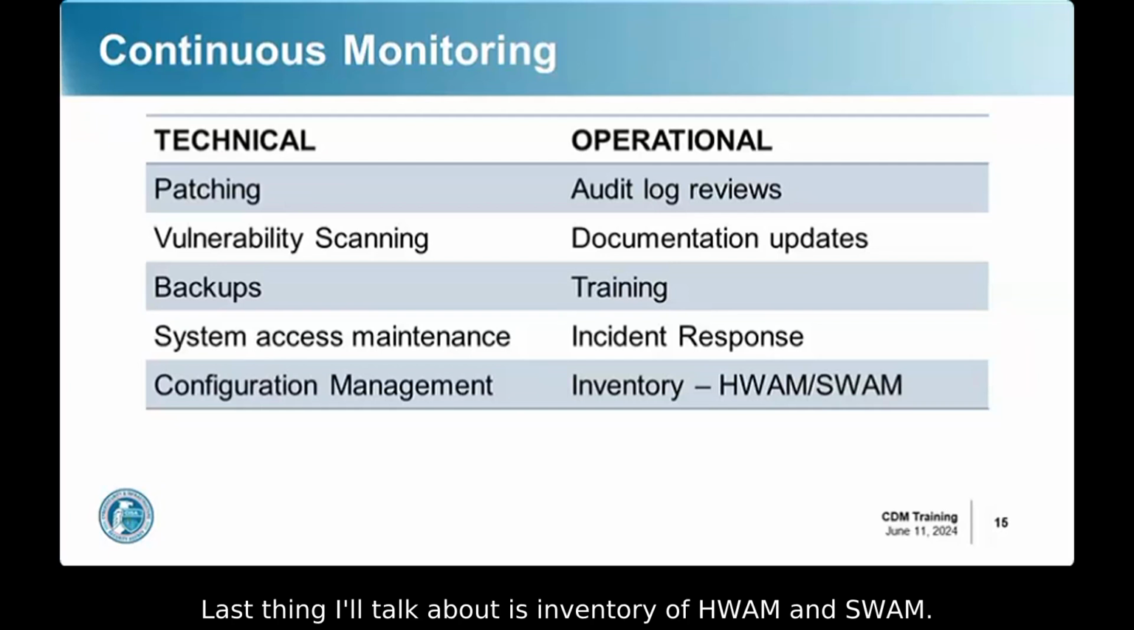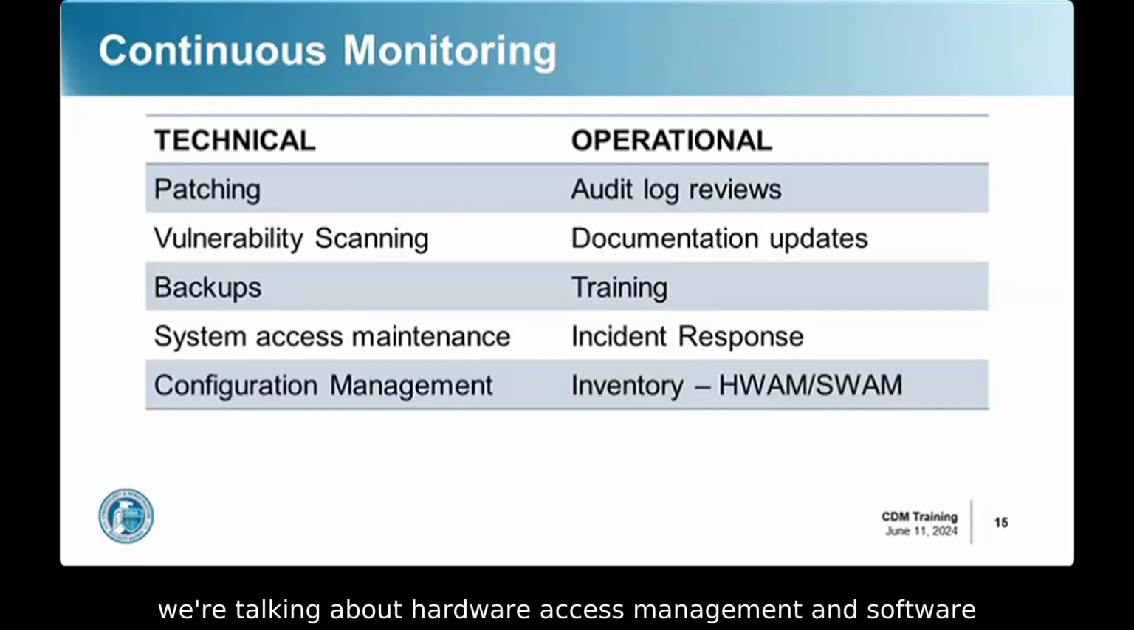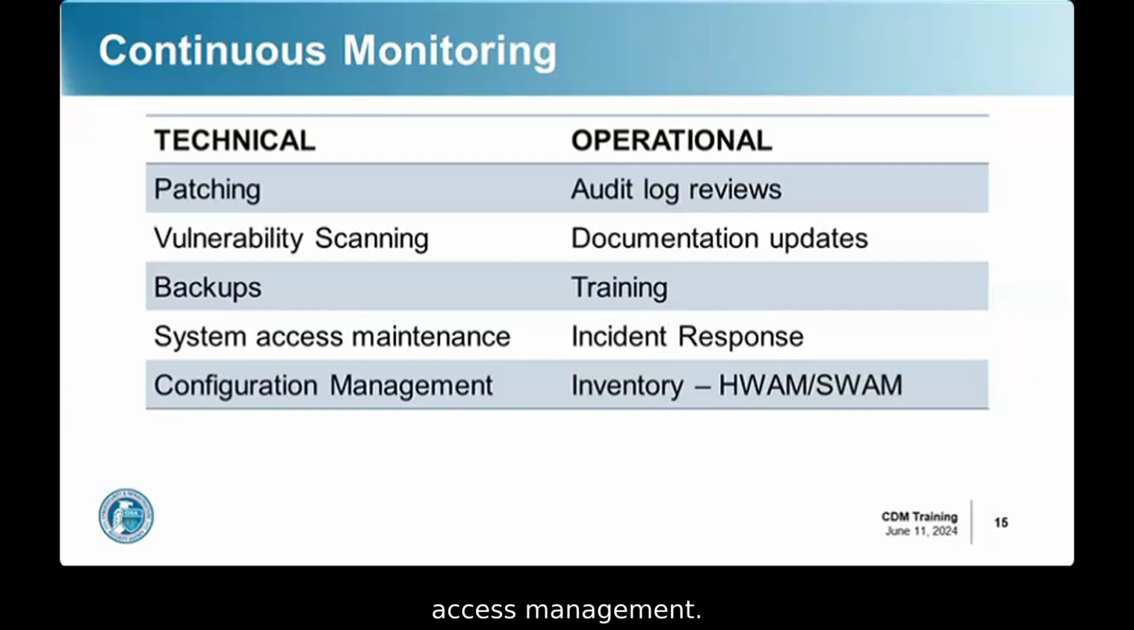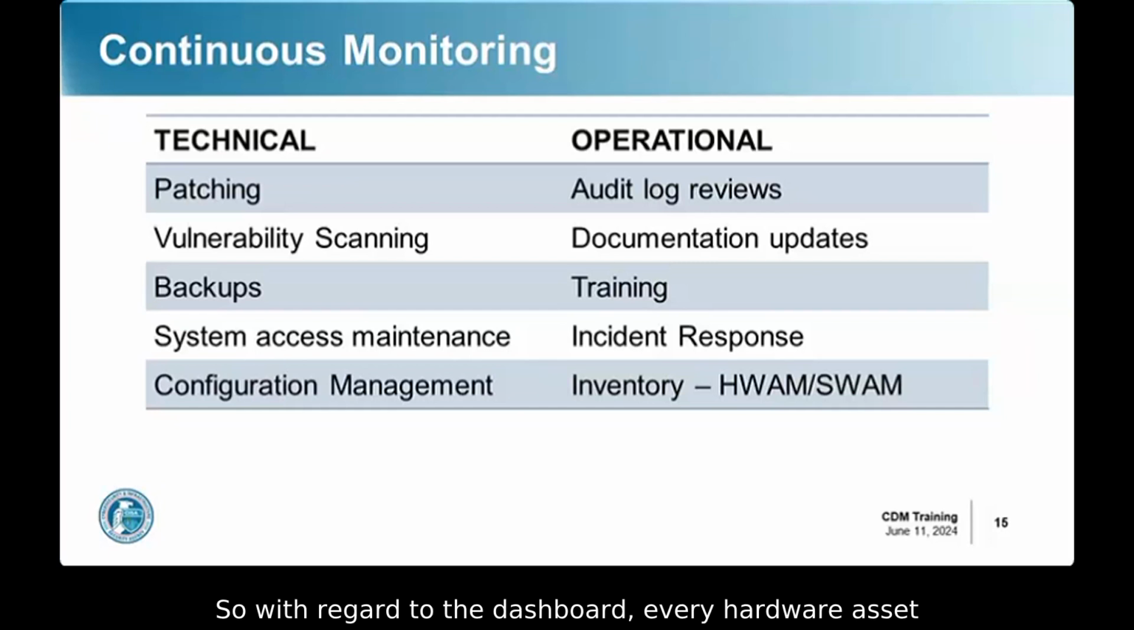Last thing I'll talk about is inventory of HWAM and SWAM. And when we're talking about HWAM and SWAM, we're talking about hardware access management and software access management. And so as a best practice, hardware needs to be inventoried as part of a system. And we're here today to learn about the dashboard. So with regards to the dashboard, every hardware asset should be associated with the system boundary. And so in the case of, like I said, the dashboard or the agency dashboard, system boundaries should already be in place as determined by your agency. All the analyst needs to do is ensure that the hardware is designated as system boundary and accounted for under some sort of management authority.